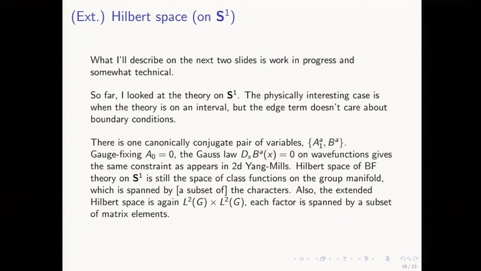Okay, so far I looked at this theory on S1. The physically relevant case, as I said earlier, is really when we have this theory on a spatial interval, right? If you want to do holography, you need to have boundaries. But this edge term doesn't care so much about boundary conditions, and the theory on S1 lets us transfer over the results from the Yang-Mills calculation more easily, so we'll look at it as a warm-up to get a sense of whether having a non-compact gauge group makes any sense. Eventually, we should do everything on the interval, and that will just pick out a different set of states in the physical Hilbert space.